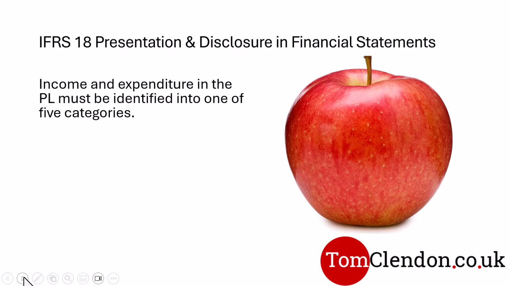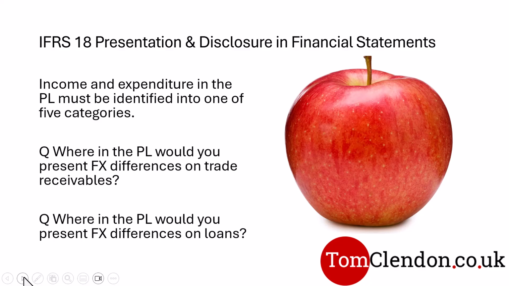IFRS 18 presentation and disclosure in financial statements. This requires that all income and expenditure that are reported within the P&L must come under one of 5 categories. But the way that it's going to be tested at SBR is very much in an applied way. So you're going to have to be able to identify, you're going to have to be able to explain where in the P&L certain items of income and expenditure will be presented, will be categorized.